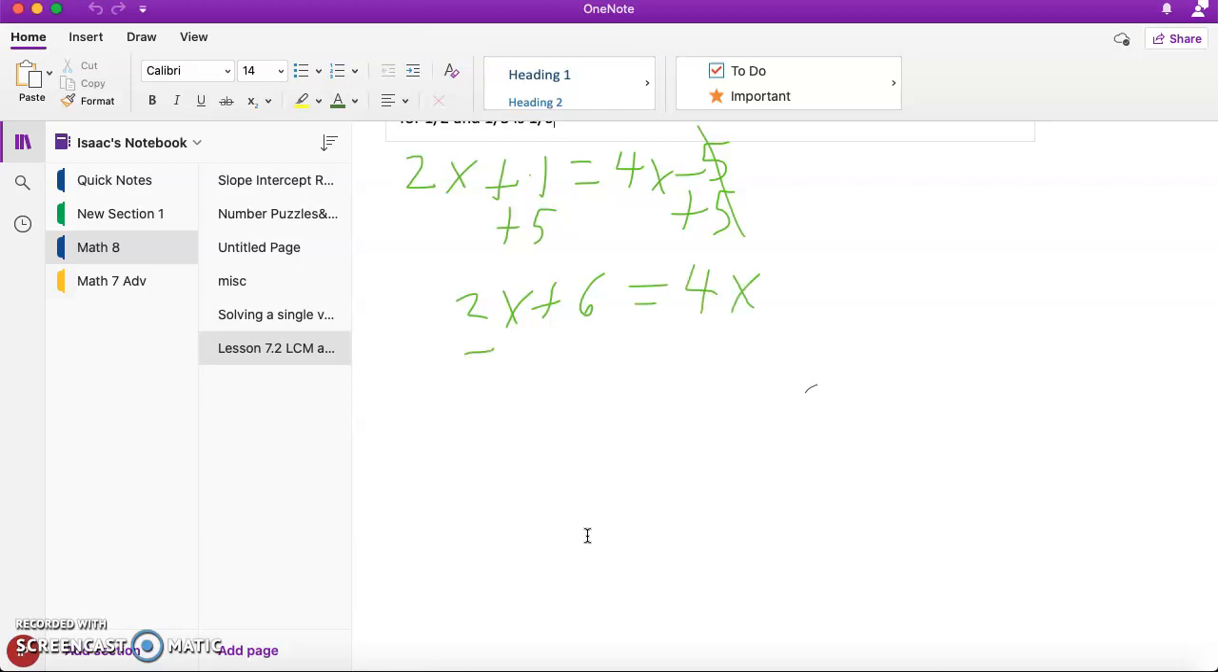Now I'm going to subtract 2x from both sides to get variables on one side and regular numbers on the other, and I'll get 6 equals 2x. Now, since that coefficient of 2 is multiplying the x, I'm going to divide by 2 to get x by its itty-bitty self now, and I'll get 3 equals x. So that's great for ones that don't involve fractions.